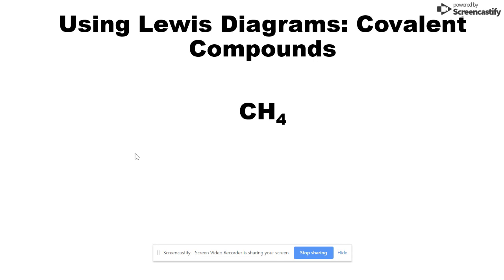So for example, carbon monoxide or carbon dioxide, or all the different things that I can make using just carbon and hydrogen. So when I'm given a covalent compound and I'm asked to show the Lewis structure, I'm going to have to be given either the name or the chemical formula. So here I'm given CH4. And the first thing I need to do in order to draw the Lewis structure here is to determine how many valence electrons I'm working with.